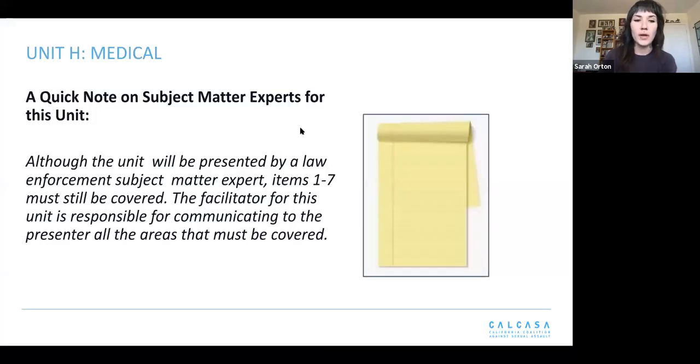So just another quick note on that, same as what we said in medical. Although this unit is going to be presented by someone who has subject matter expertise in law enforcement, usually this is a member of local law enforcement, but different agencies do it different ways. Items 1 through 7, so that's all the items in the unit, must still be covered. So the facilitator is responsible for communicating to the presenter all of the subject areas that must be covered. So be aware of that too. And again, the facilitator will also be responsible for covering any items that are maybe missed or kind of skimmed over or not explained appropriately by the subject matter expert, as well as any questions.